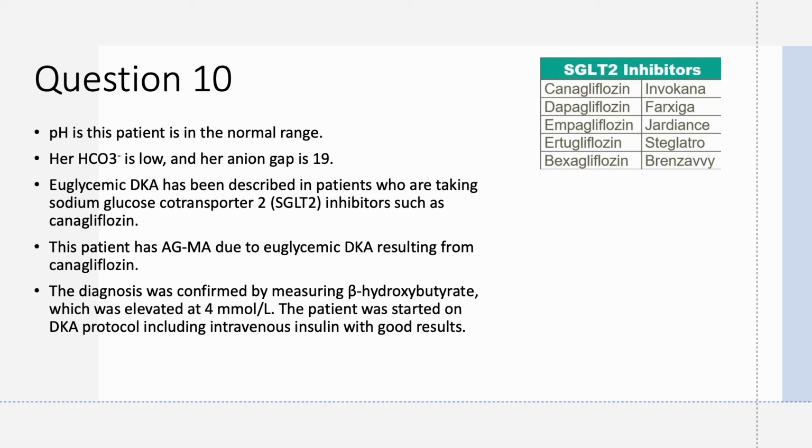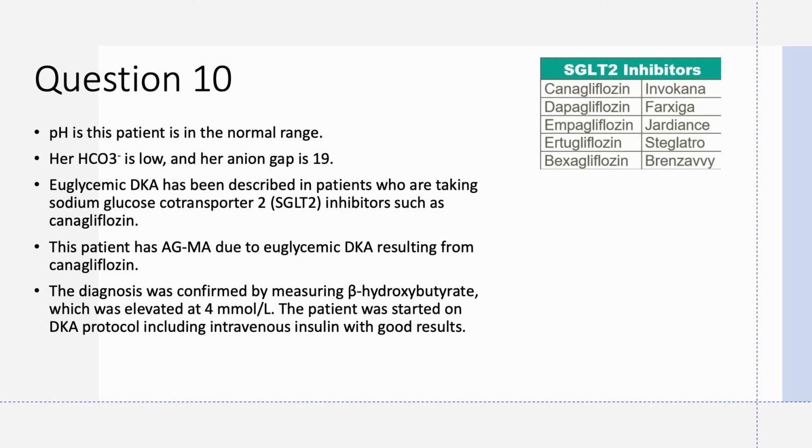Why does it happen? Because of change in metabolism in the liver by these medications. They shift the metabolic pathways towards acidosis, towards ketoacidosis. Now, the diagnosis was confirmed by measuring a beta-hydroxybutyrate, and in this case, it was elevated, 4 millimole per liter. The patient was started on DKA protocol, received intravenous insulin with good results. It just so happened that 2 days ago, I had another case with empagliflozin. It was a mystery metabolic acidosis. The level was higher, the beta-hydroxybutyrate was 5.6, and the treatment is the same. You do the DKA protocol.